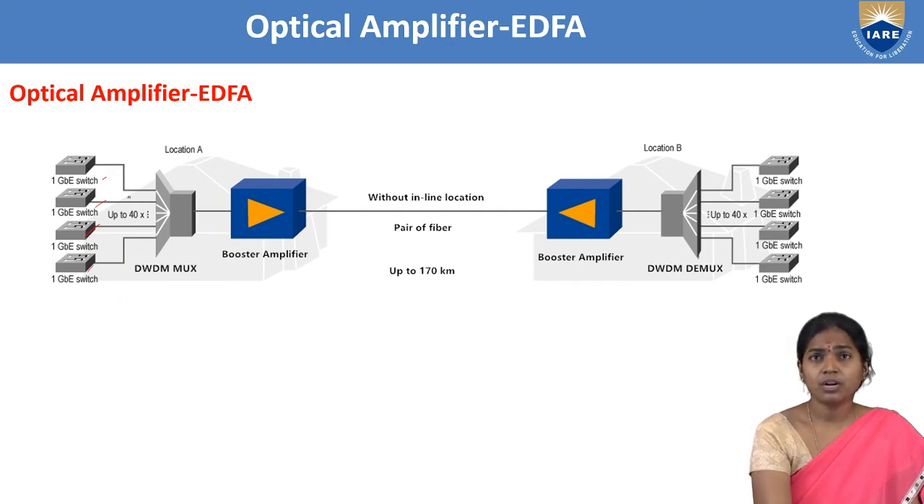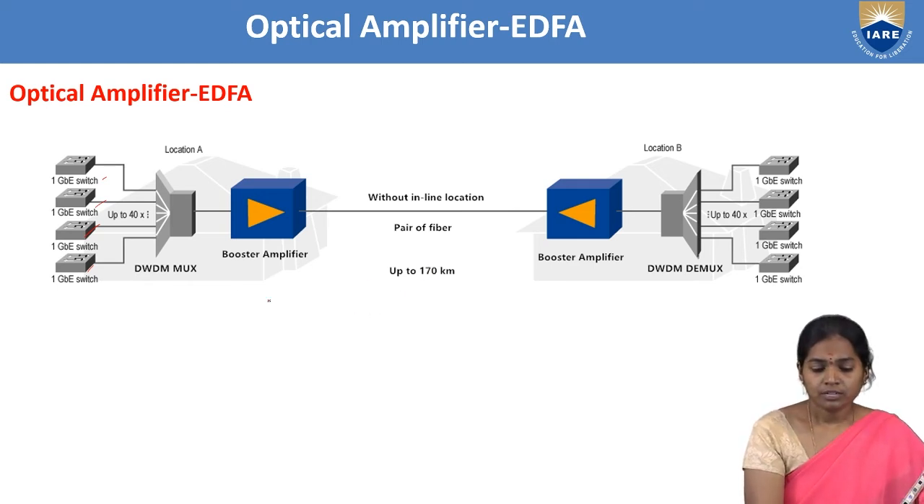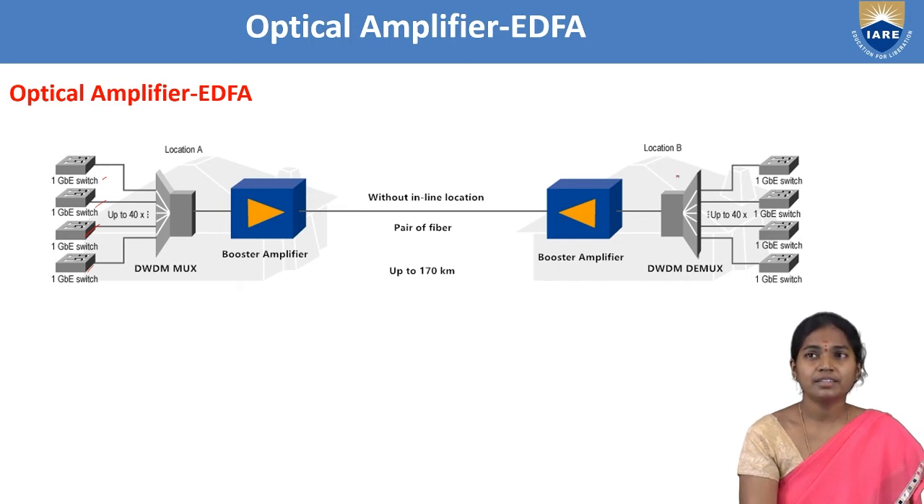So here all these channels are combined with the use of dense wavelength division multiplexing and with the use of a booster amplifier. Here the booster amplifier is connected up to 170 kilometers between these. So this is the total length of the optical fiber. This booster amplifier is connected to the 170 kilometer distance. So without it, line location. Here it is location B.